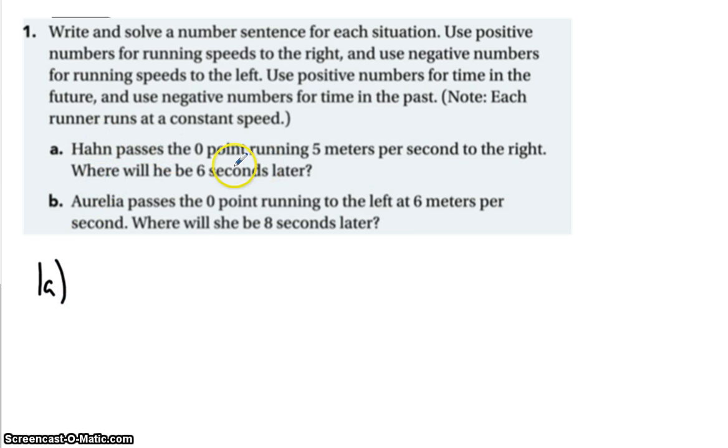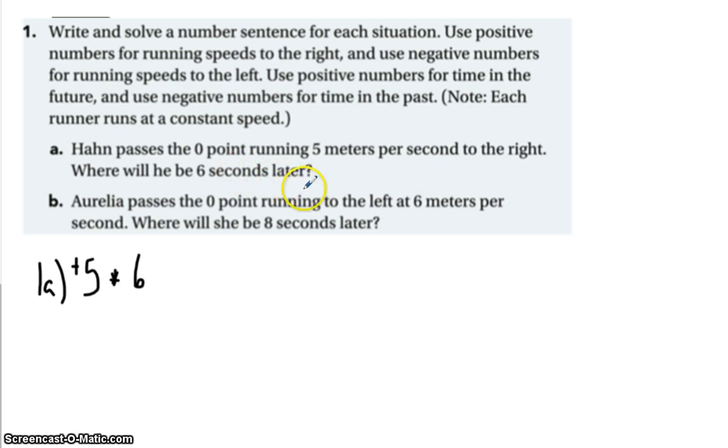would be that Han passes the 0 point running at 5 meters per second to the right. Well, I know that earlier, according to the problem, if they are moving to the right, that is a positive number, so that would be positive 5 meters per second. And then it asks, where will he be 6 seconds later? Well, we could either add this positive 5 per second 6 times, or we could simply multiply it by 6.